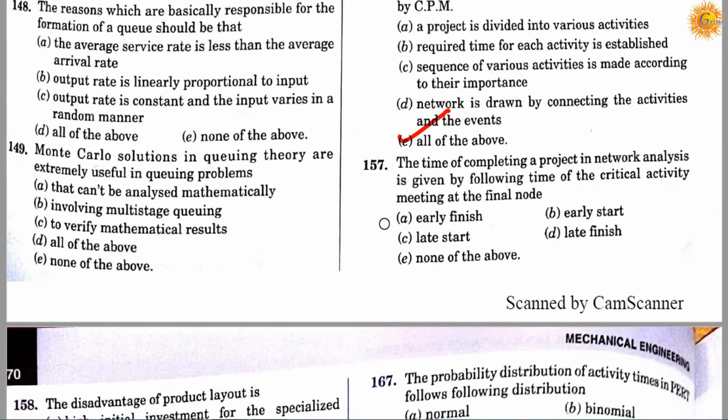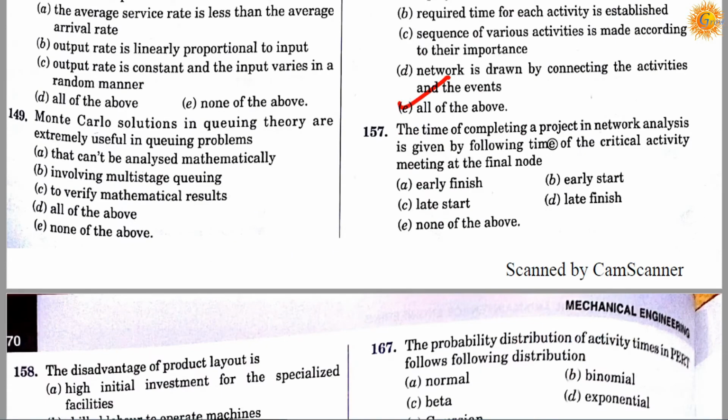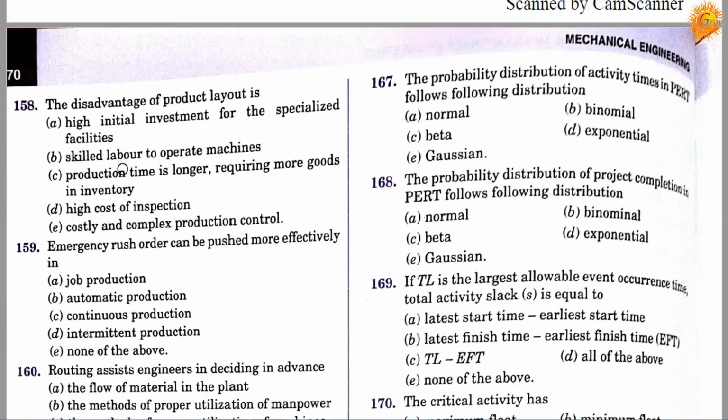Question number 157. The time of completing a project in the network analysis is given by the following time of the critical activities meeting at the final node. Option A, early finish. Option B, early start. Option C, late start, and option D, late finish, and option E is none of the above. Correct answer is A, early finish. It means the time of completing a project in a network analysis is given by the early finish time of the critical activities meeting at the final node. Question number 158.